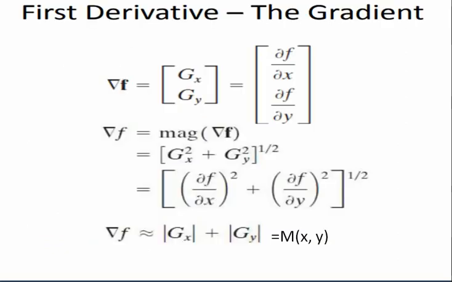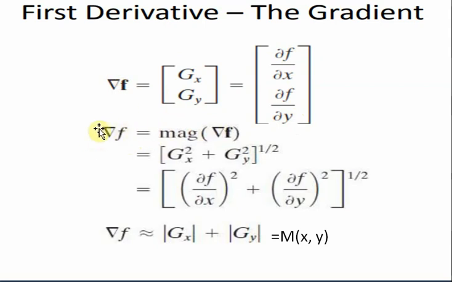Okay, right. So now coming to the first derivative, that is said to be the gradient operator. Second order derivative is said to be the Laplacian operator. First order derivative is said to be the gradient operator. What is the gradient operator? Del f. Del f means gx, gy. So this is dou f by dou x, dou f by dou y. Gx is dou f by dou x, gy is dou f by dou y. Del f is nothing but the magnitude of this del f.